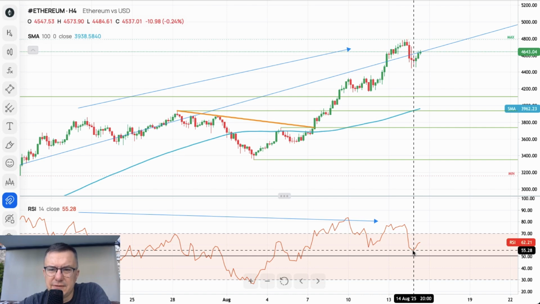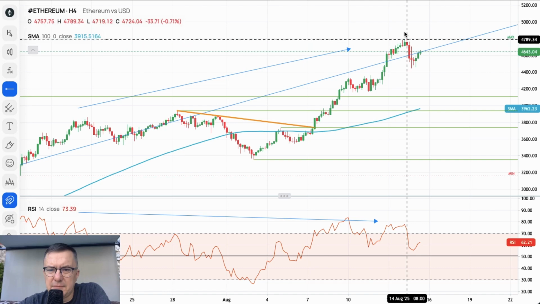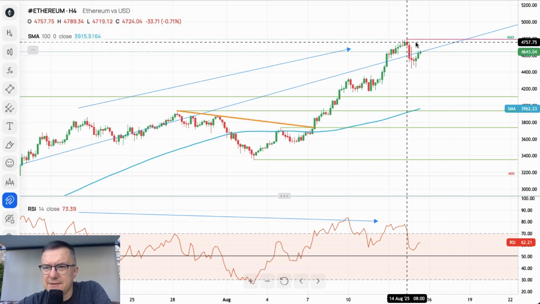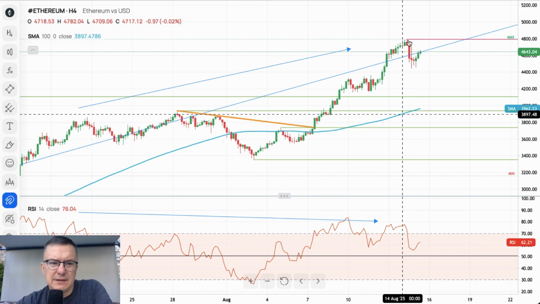Nevertheless, it's still above the level of 50. So please keep an eye on the potential movement back towards the 4,789. This is the local swing high. This is the local technical resistance. We might break above this level if the momentum picks up.